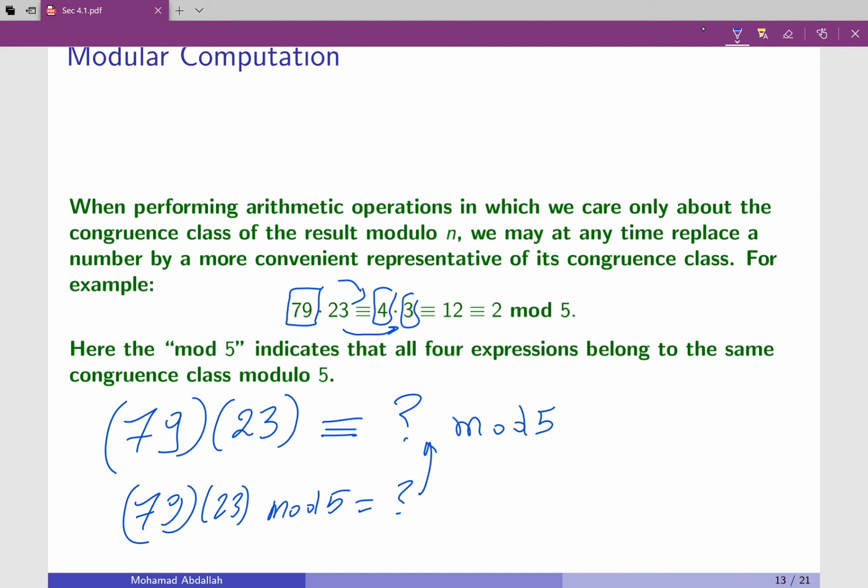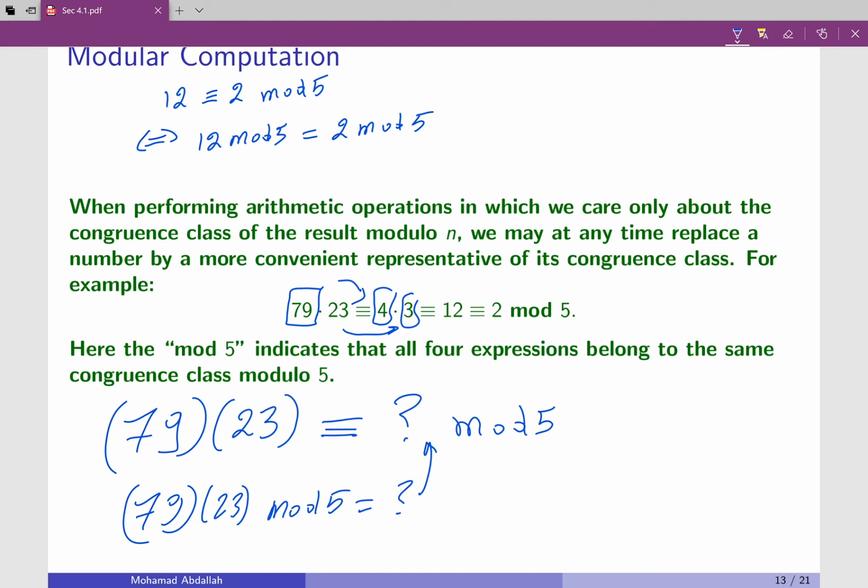I can reduce the product before multiplying until I get a nice number. Like 12 is a nice small number here. When I divide 12 by 5, my remainder is 2. So 12 is congruent to 2 mod 5, because we are using the following idea: 12 congruent to 2 mod 5, by the previous theorem, is equivalent to saying that 12 modulo 5 is equal to 2 modulo 5. That's the theorem we proved earlier.